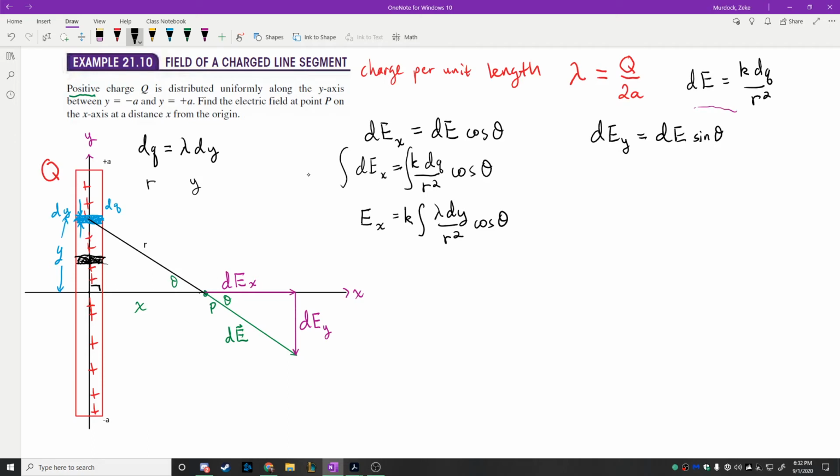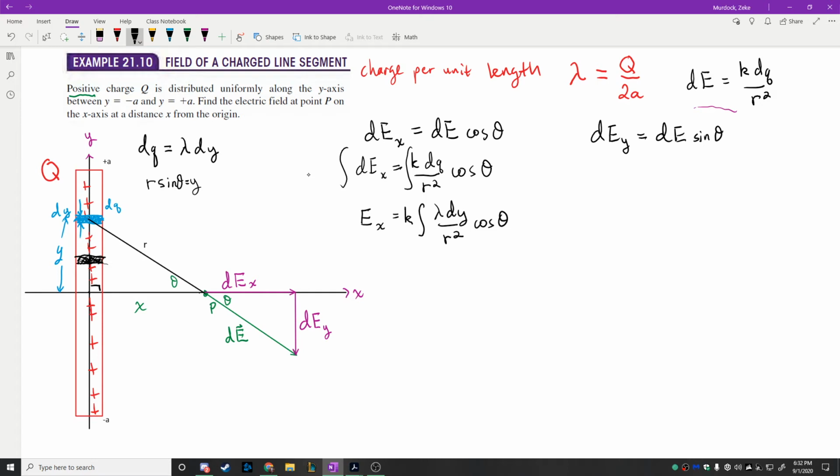Y is r cos theta? Yeah, that sounds right to me. Except it's more like sine theta, I think. Something like if I take r times the sine of theta, that's what y is, right? Yeah, you're good. The other thing is what Ash said.